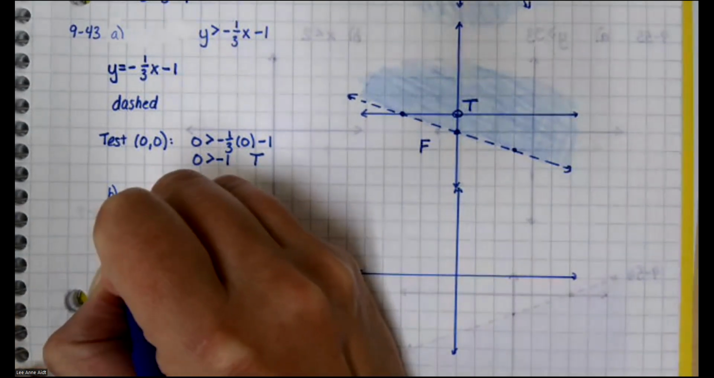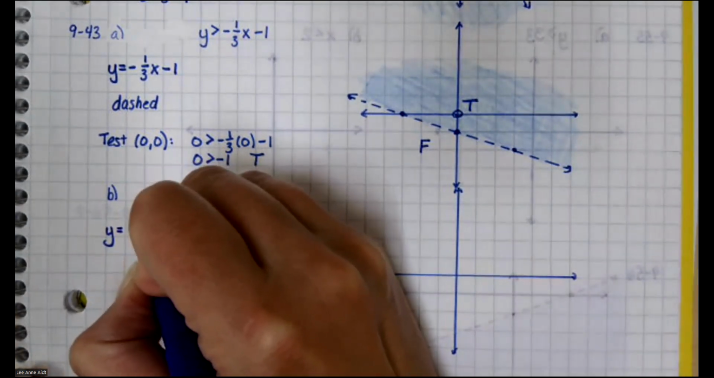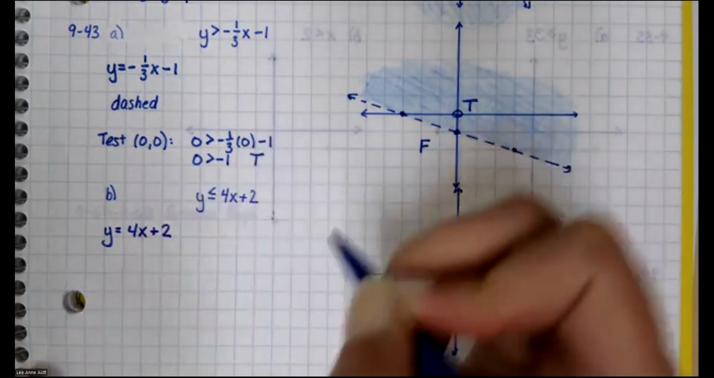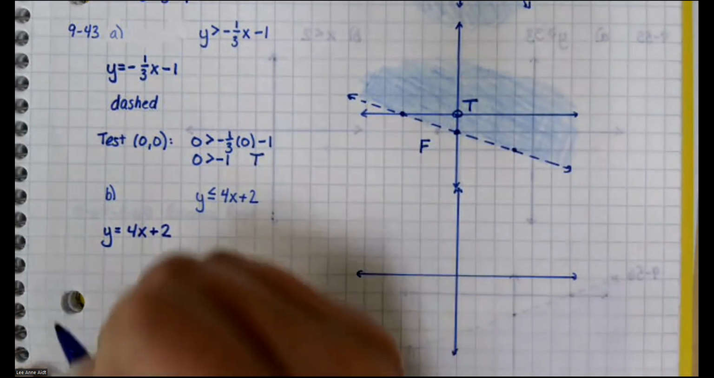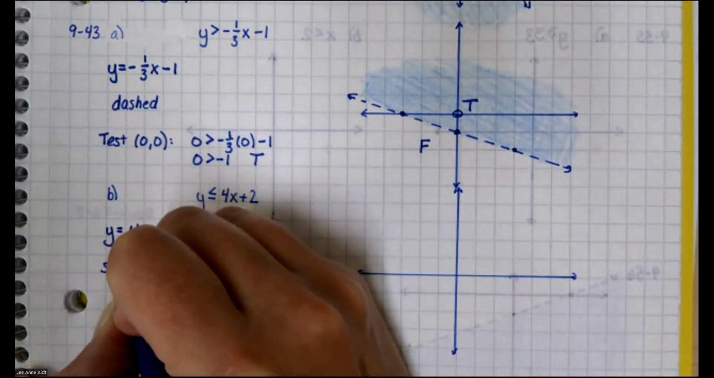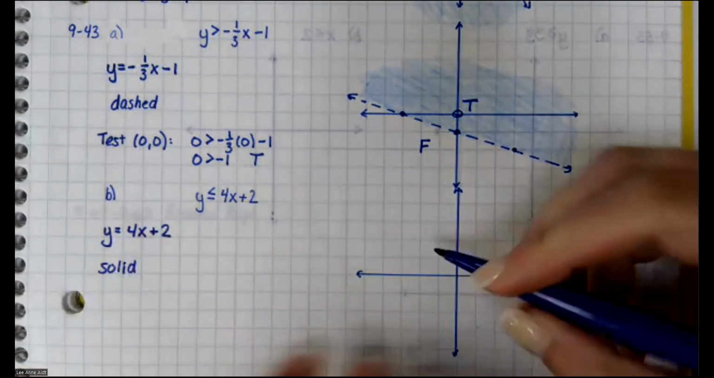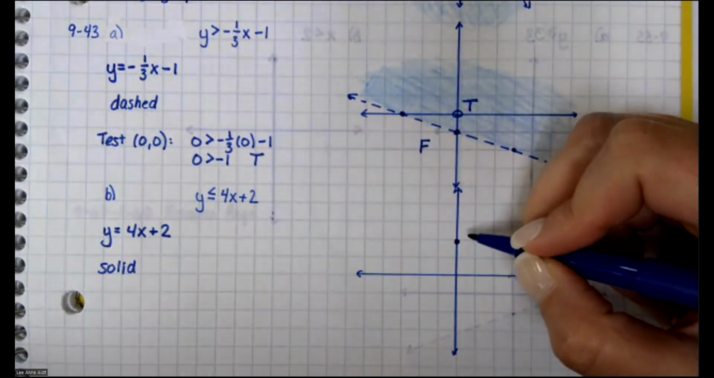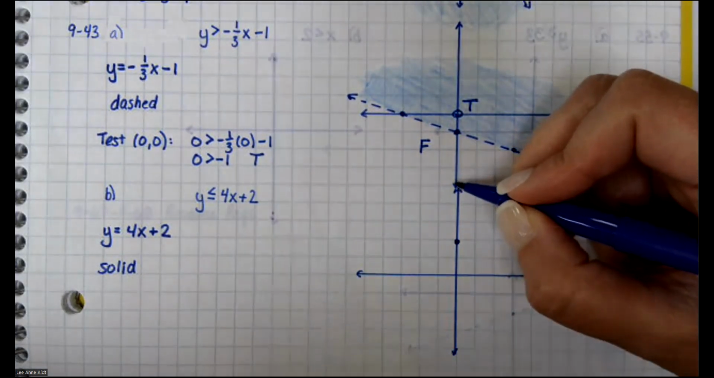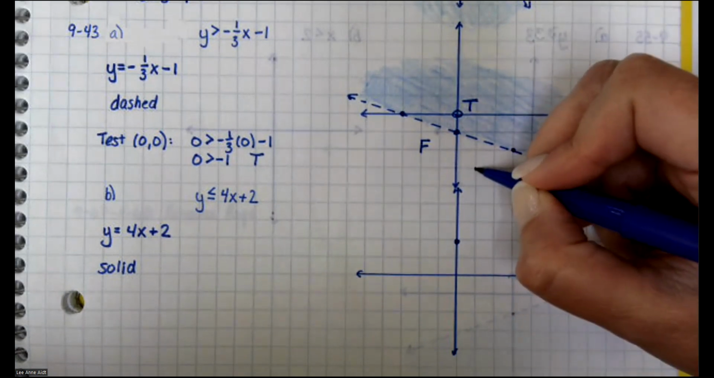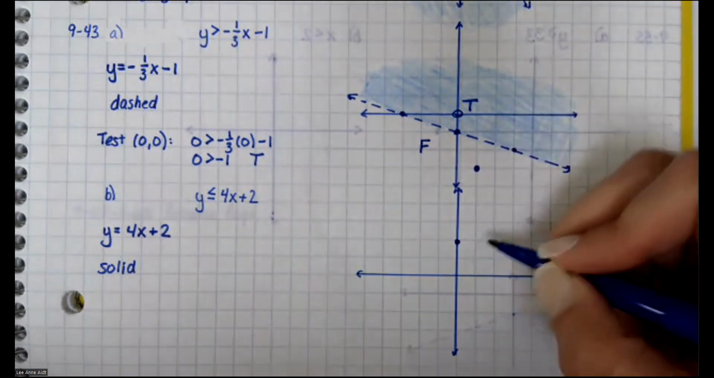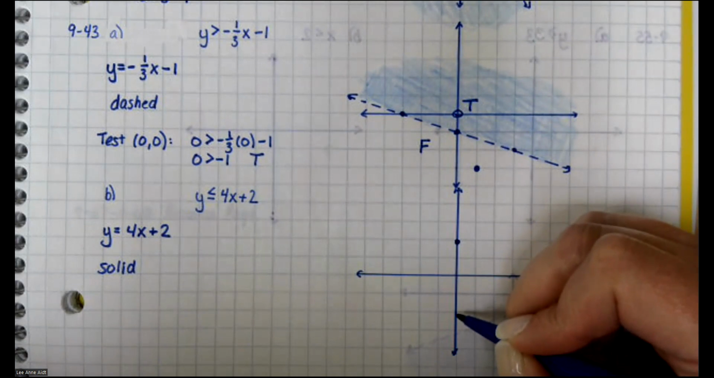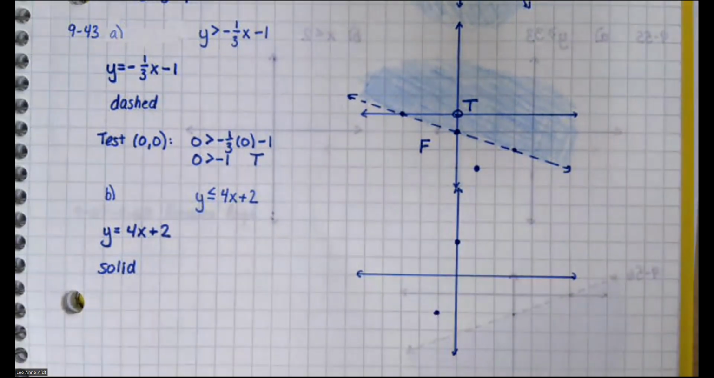Step 1, pretend you have y equals 4x plus 2. And this one is going to be solid. Thank goodness. I made it. I'm in the clear. Okay, so when I go up 2, I'm going to go up 4 over 1. Then I'm going to go down 4, back 1.